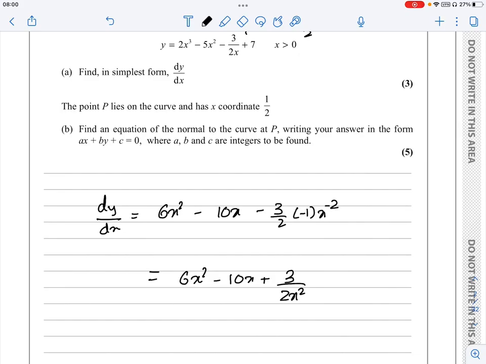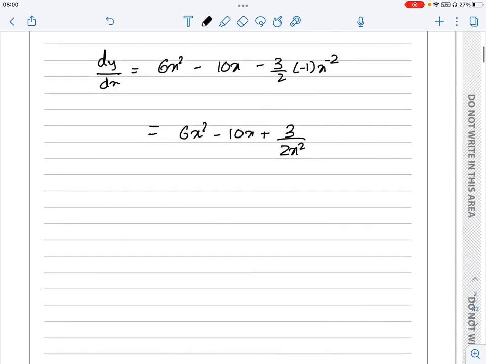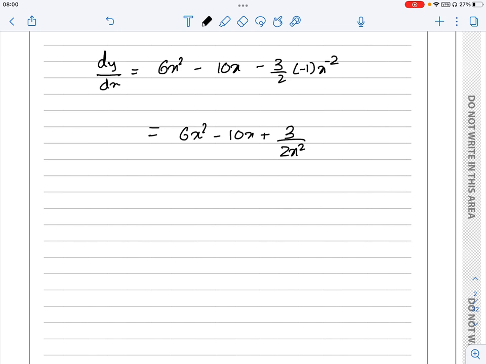The point P lies on the curve and the x coordinate is 1 upon 2. Find the equation of the normal. So the x coordinate 1 upon 2 is given. First of all, I'll find the gradient of the tangent, which is 6 times (1 upon 2) whole squared minus 10 times 1 upon 2 plus 3 upon 2 times (1 upon 2) whole squared. Simplify that, it should become 5 upon 2. This is the gradient of the tangent.